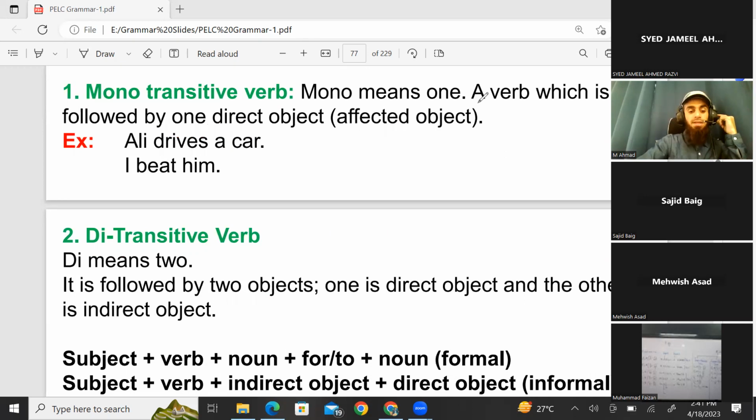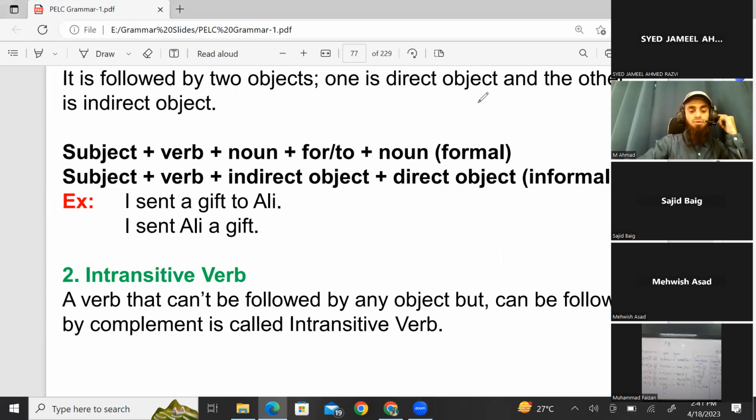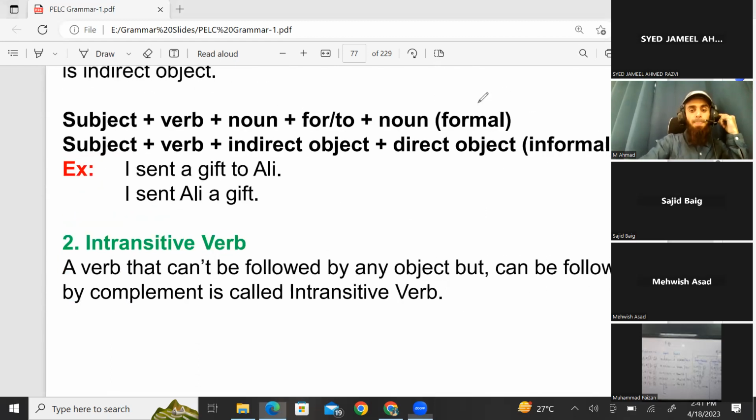In the sentence, where to use which object, the sentence structure is also going to be mentioned here. Let's see. I sent a gift to Ali. I sent Ali a gift, right? I sent Ali a gift, or I sent a gift to Ali. Here, sent is the transitive verb, while a gift and Ali are the two objects. So direct and indirect objects are going to be used.